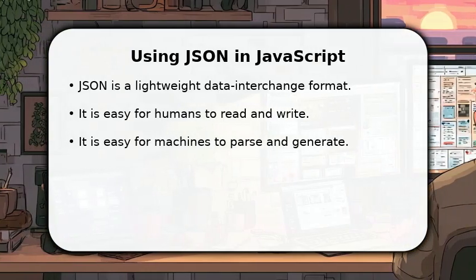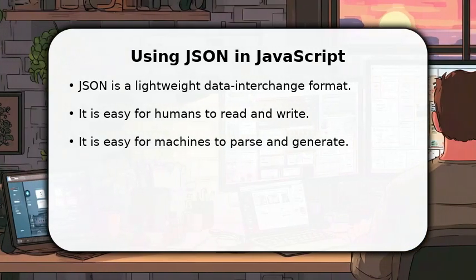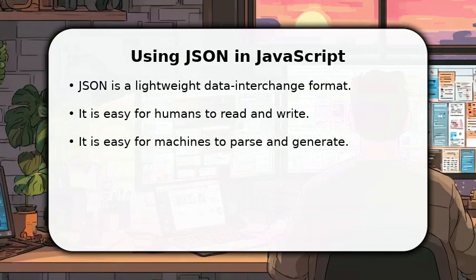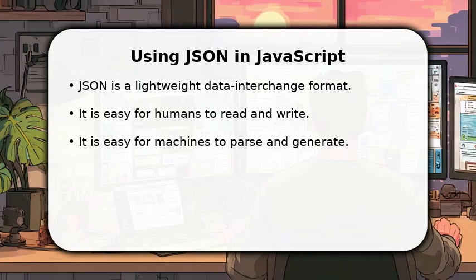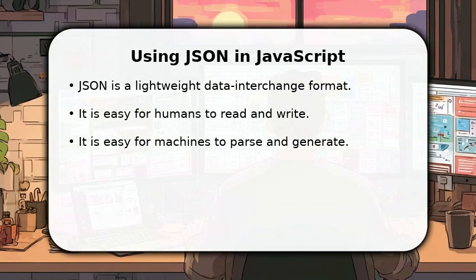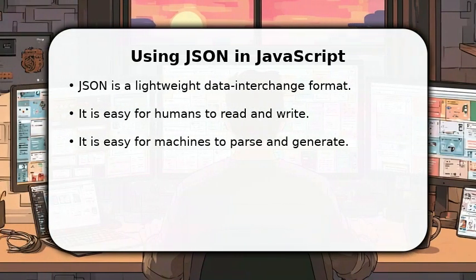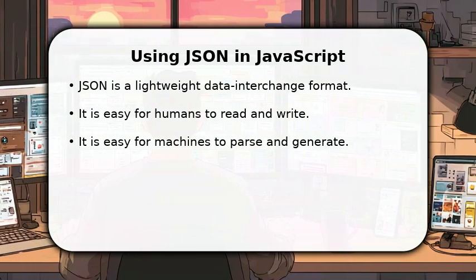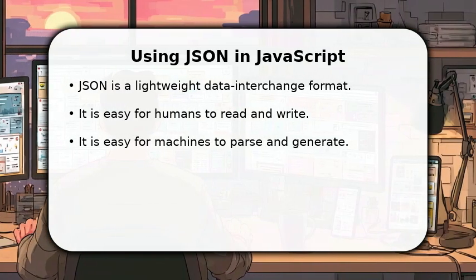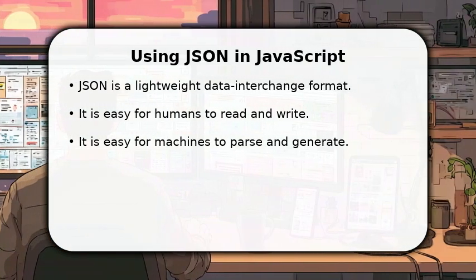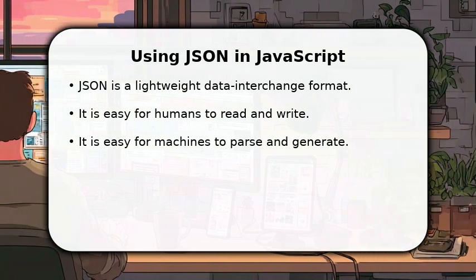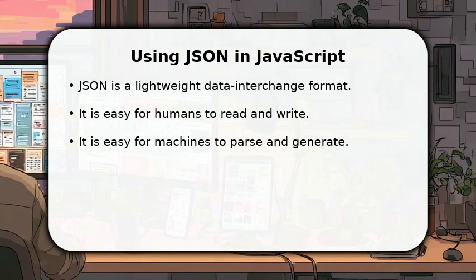Enjoy the video. In this video, I will explain how to use JSON data in JavaScript. JSON, which stands for JavaScript Object Notation, is a lightweight data interchange format. It's incredibly easy for both humans to read and machines to parse. JavaScript provides two primary built-in methods, JSON.parse and JSON.stringify, to seamlessly work with this data format, making it a fundamental tool for web development and API communication.